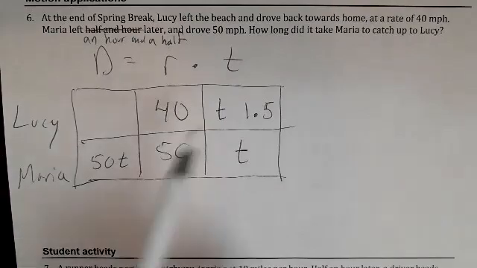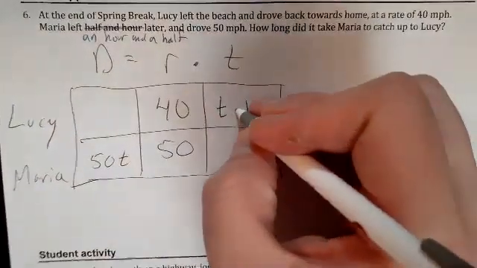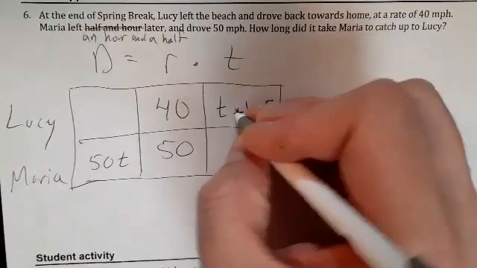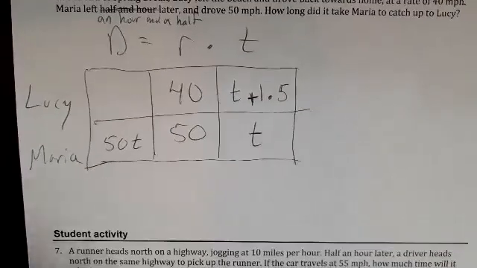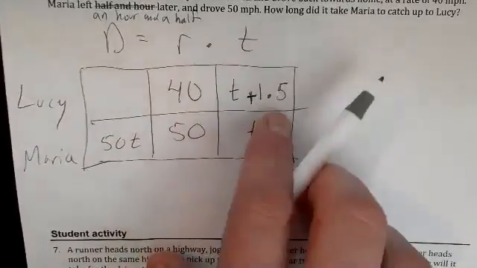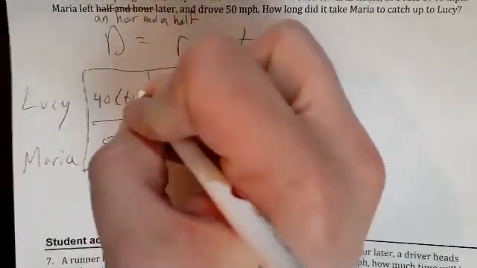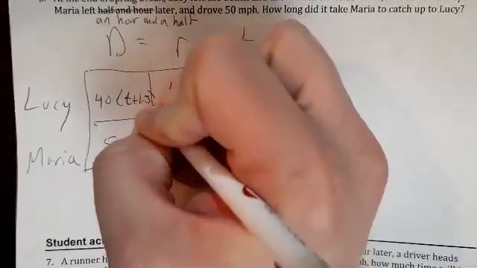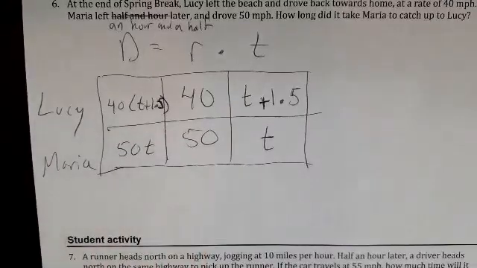And so we're thinking about this. If she left an hour and a half later, Lucy was on the road for an hour and a half more. She was an hour and a half, and then plus whatever Maria drove to catch up to her. And now if we look at her distance, it is 40 times t plus 1.5.